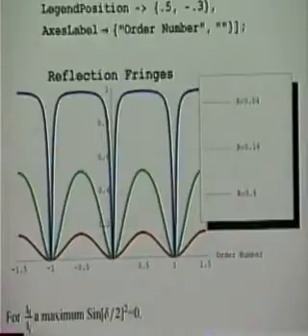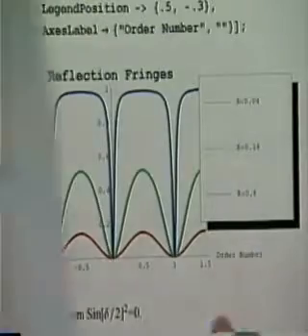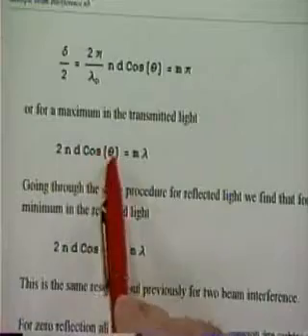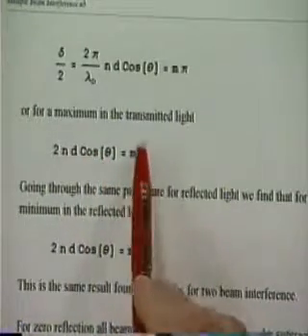So for IT over II, for the intensity transmission of maximum, we have that the sine squared of delta over 2 is equal to 0. Or for a maximum in the transmitted light, we would have that 2nd cosine theta is equal to m lambda.